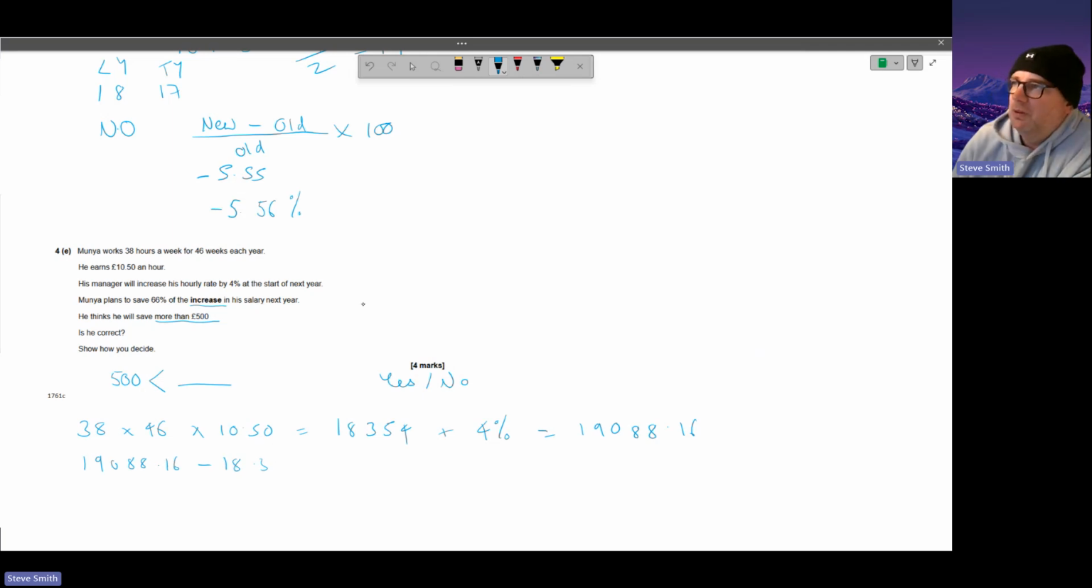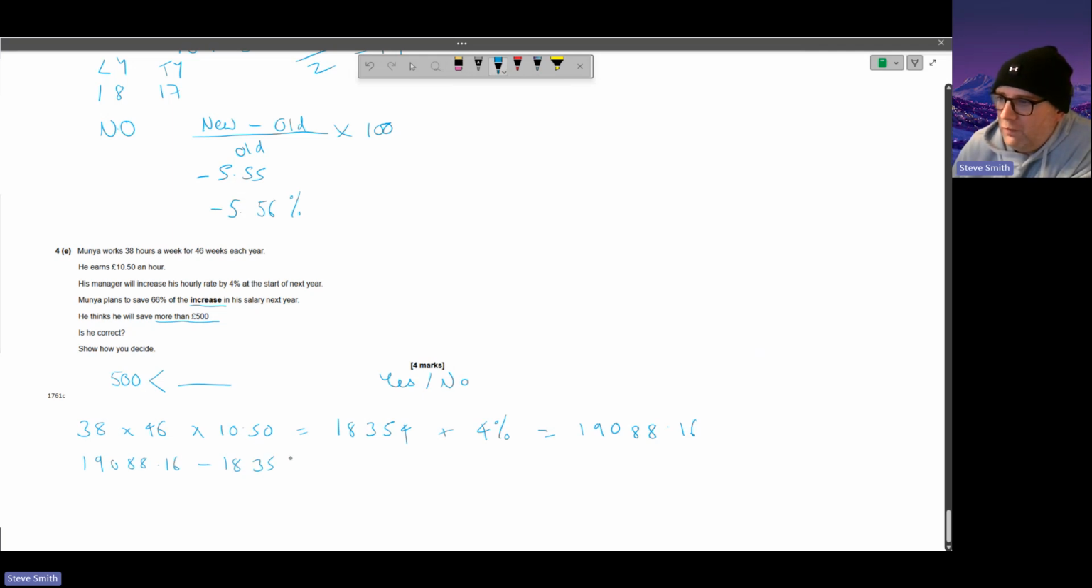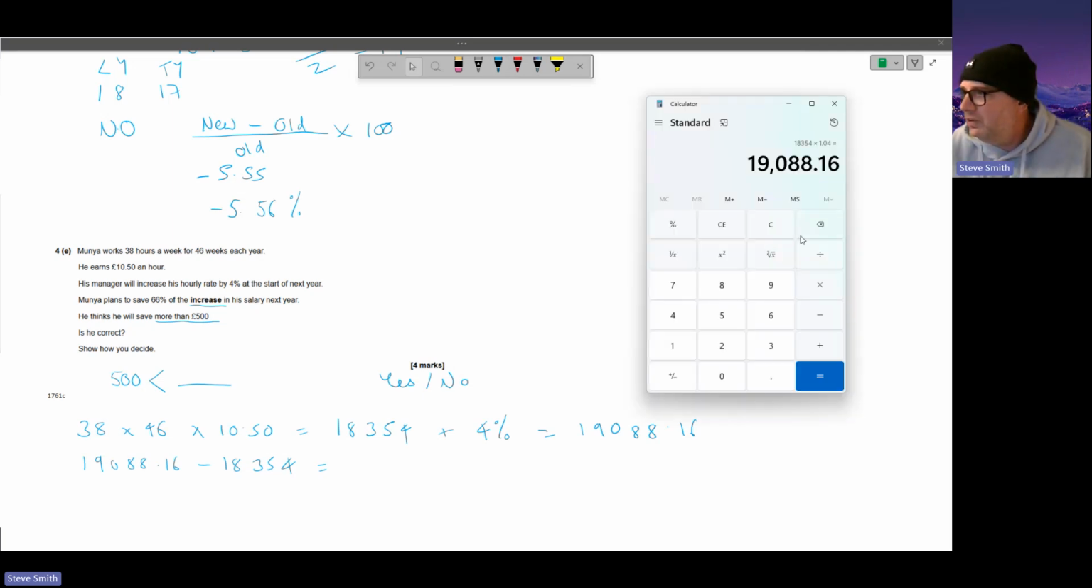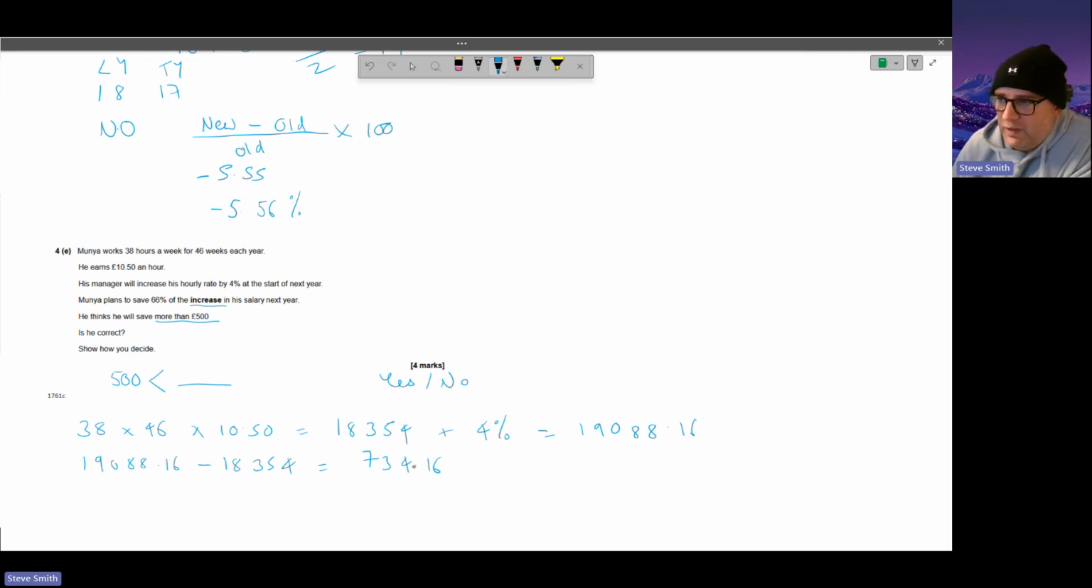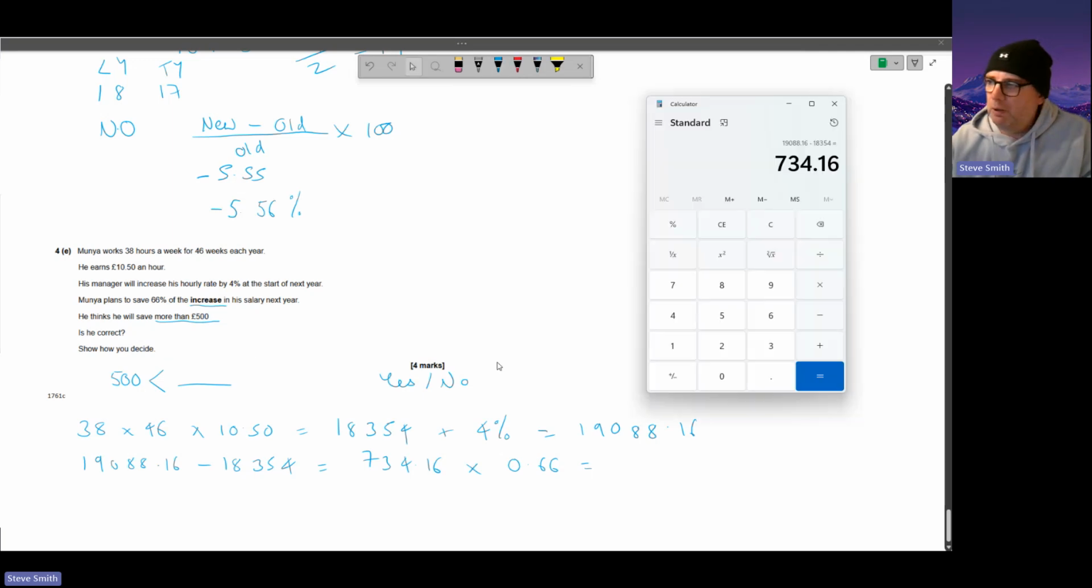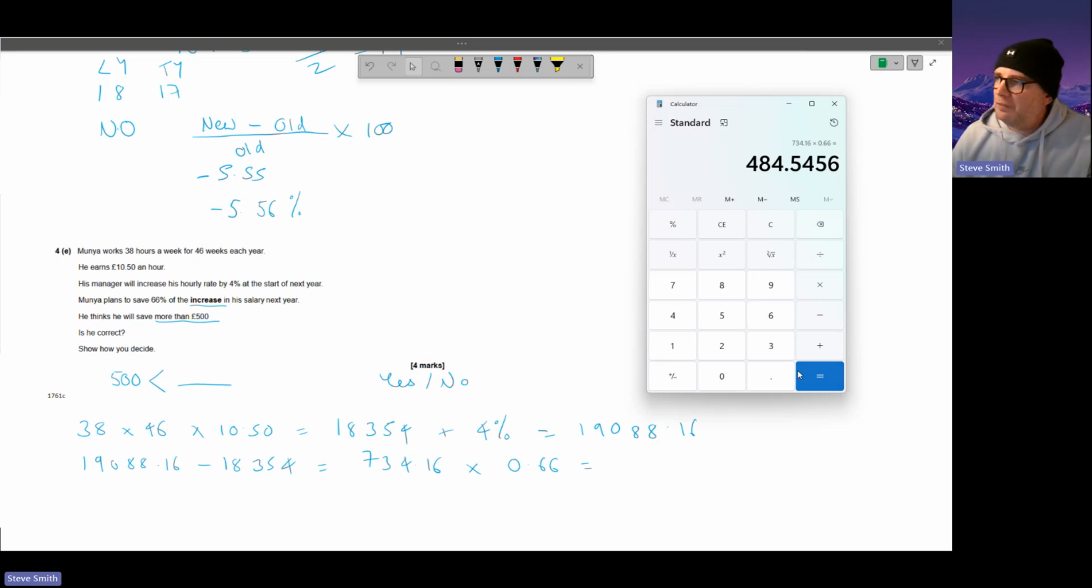18,354 equals. Then we've got the bit that he's now saving. So minus 18,354 equals £734.16. And he's going to save 66% of that. So let's multiply that by 0.66. And that's going to give us our total. And then we can put it back up here in our crocodile, multiplied by 0.66. 484.54.